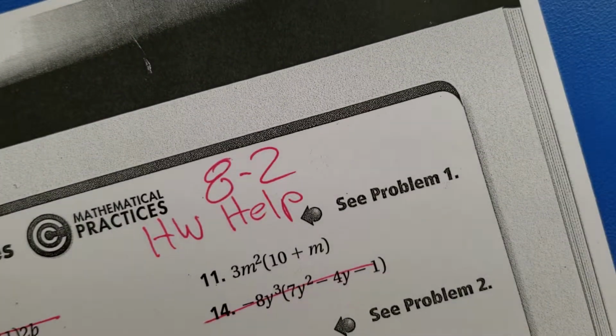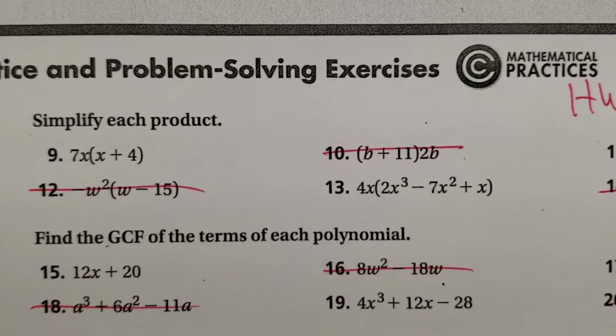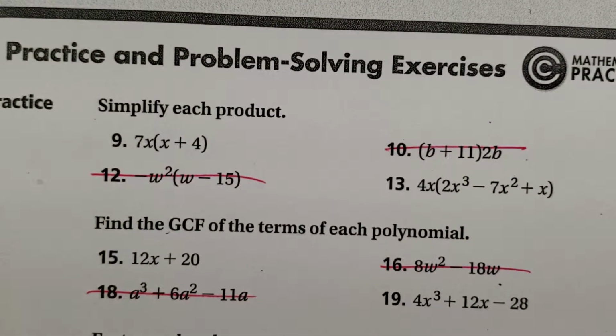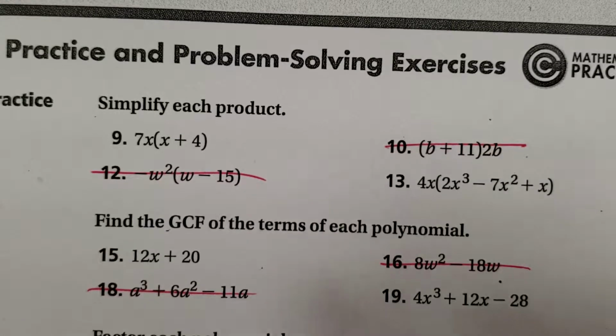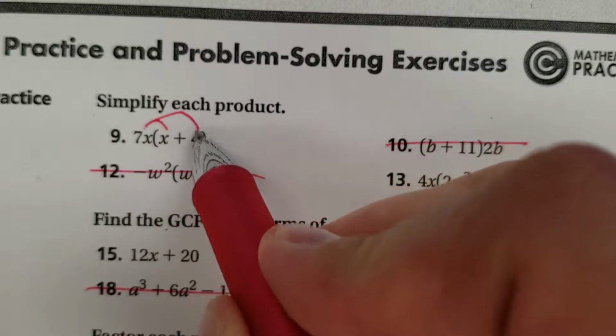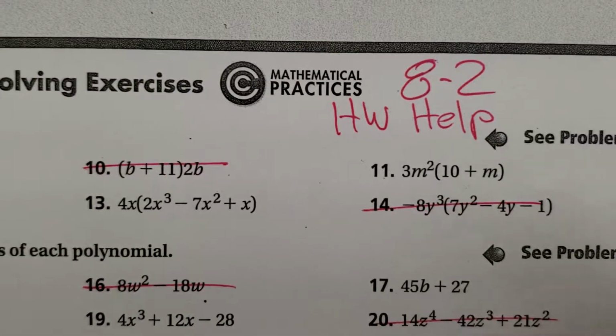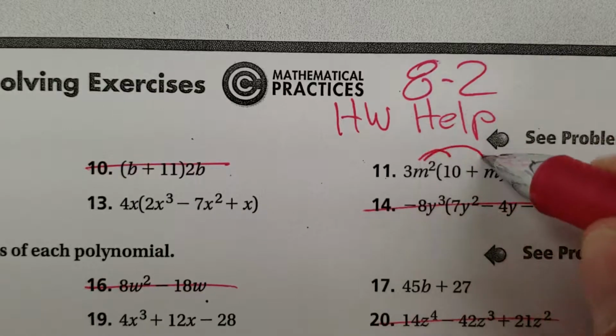I'm on page 495. Remember, this is a photocopy of the homework, so please do not write in your book. I'm going to write on it because it's a photocopy. Okay, I'm going to take 7x times u and 7x times u. Here we go. So that's the distribution method. You can do that when it's kind of small because it's only one thing times two things.